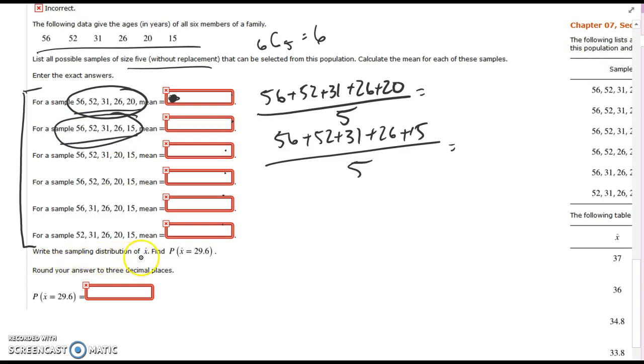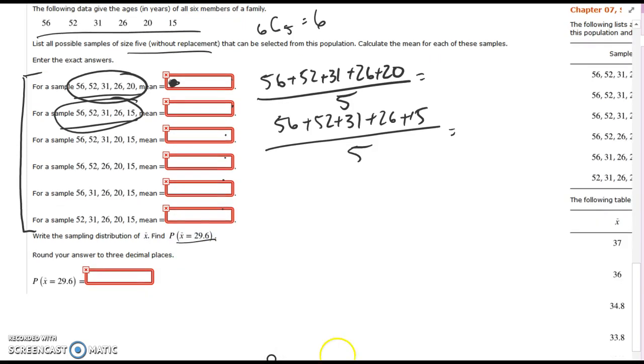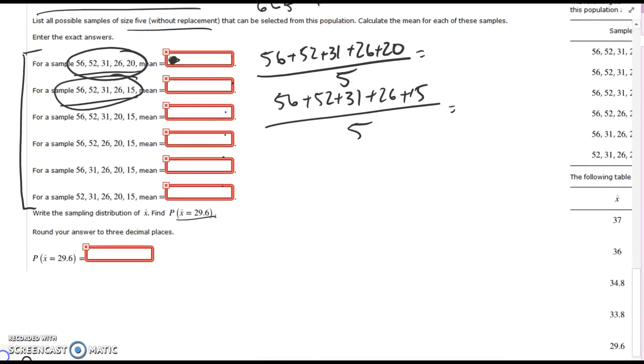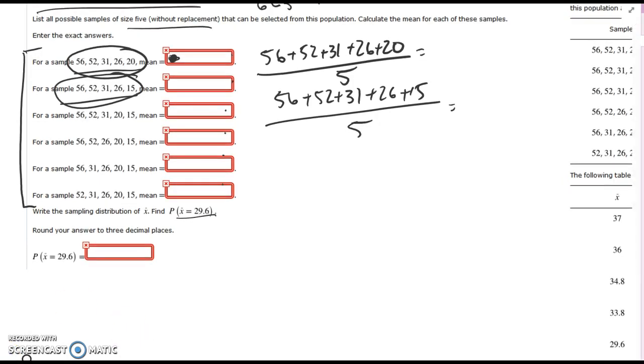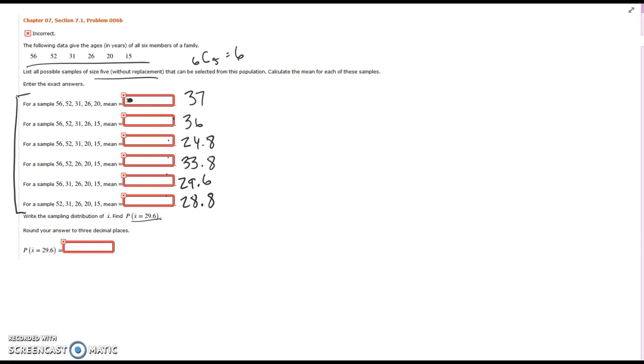Write the sample distribution of x bar if x bar was 29.6. So I went ahead and calculated those 6 means, and it turns out 29.6 is a mean. And how many times does 29.6 happen? 1 out of 1, 2, 3, 4, 5, 6.